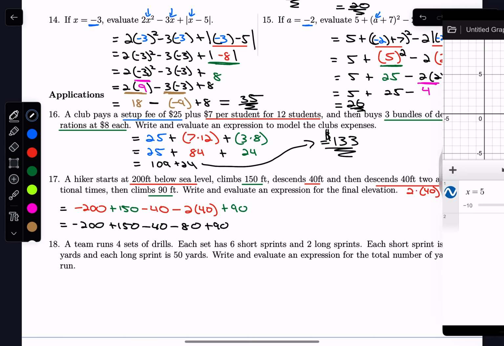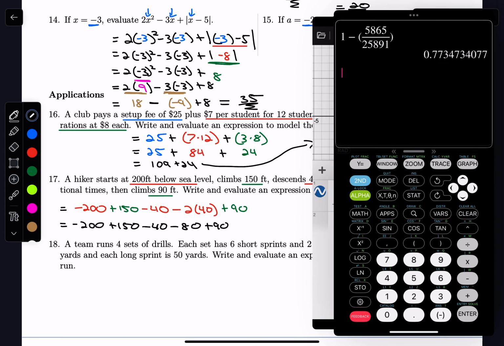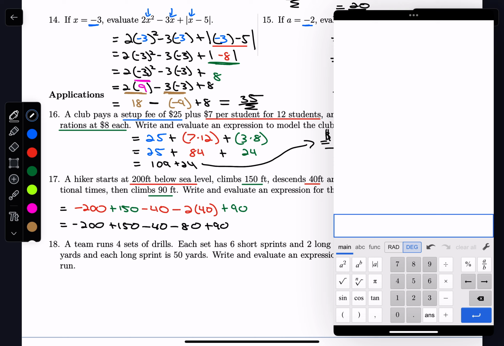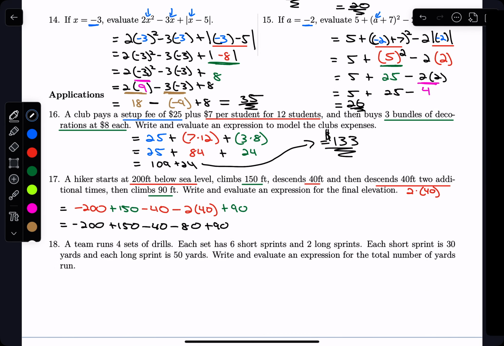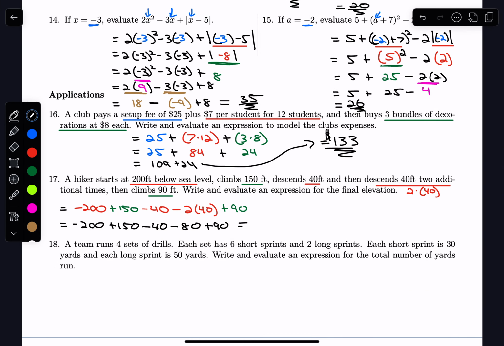So now, again, we could work that all out by hand, but I want to show you guys what Desmos looks like. So right here, you can see the Desmos Scientific Calculator. And all I have to do is type in minus 200 plus 150 minus 40 minus 80 and plus 90. And it'll combine all those numbers for me to give me a negative 80. You can see the result on the right side of the screen there. So when we put all these together, this ends up equaling negative 80.